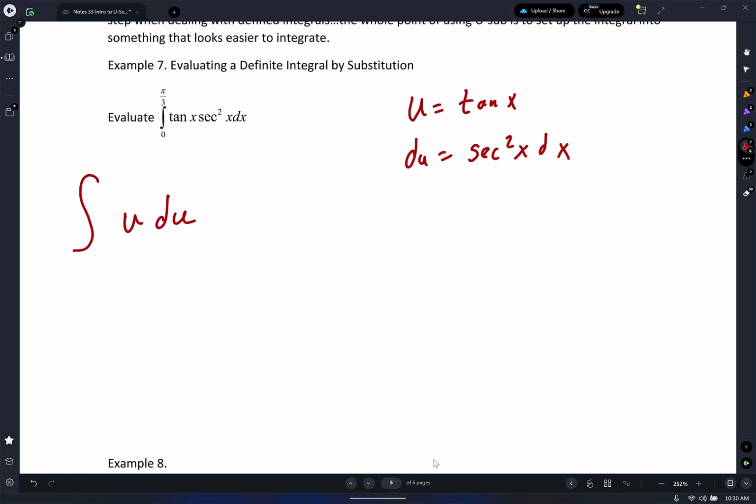You're not going back to your x. I need new limits. How do you get new limits? Plug in a 0 in here. What is tan of 0? 0. So there it is. That came from tan of 0.